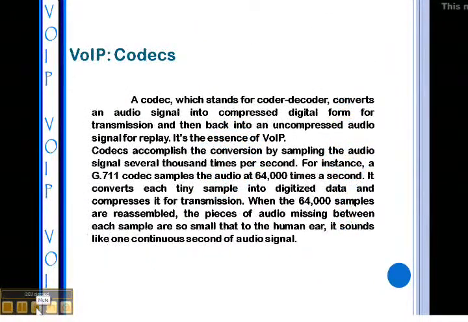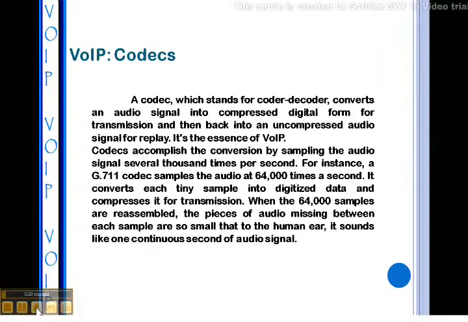VOIP codecs. A codec, which stands for coder-decoder, converts an audio signal into compressed digital form for transmission and then back into an uncompressed audio signal for reply. It's the essence of VOIP.